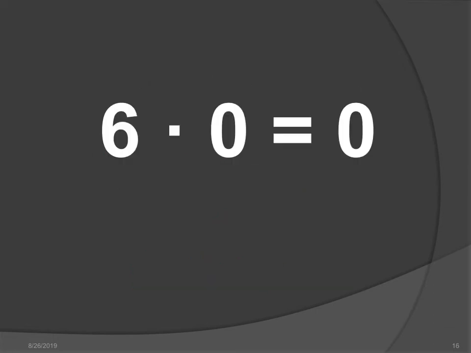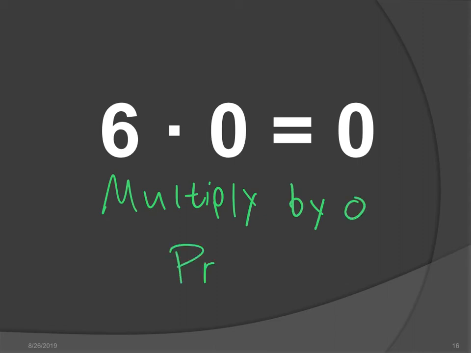Okay? Here's a good one. 6 times 0 is 0. What is anything times 0? 0. That is the multiply by 0 property. Anything times 0 will be 0. Okay, on your notes yesterday, it was the multiplicative property of 0. Either way, I know what you're talking about.